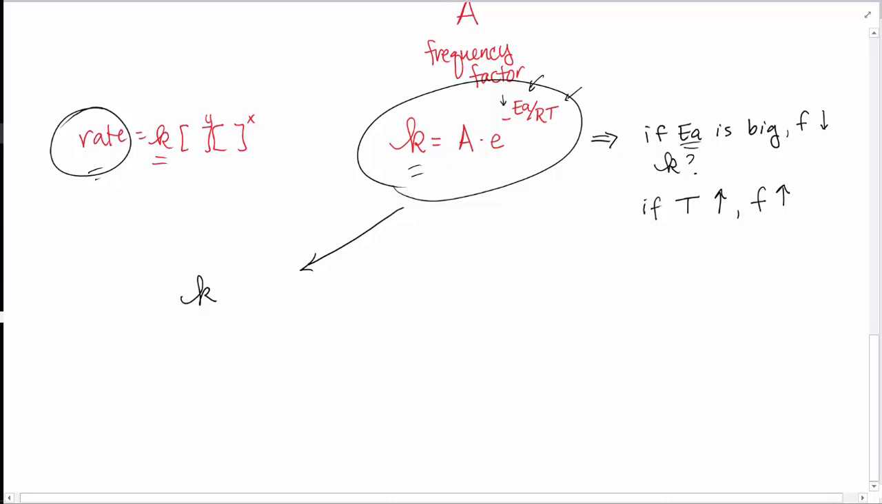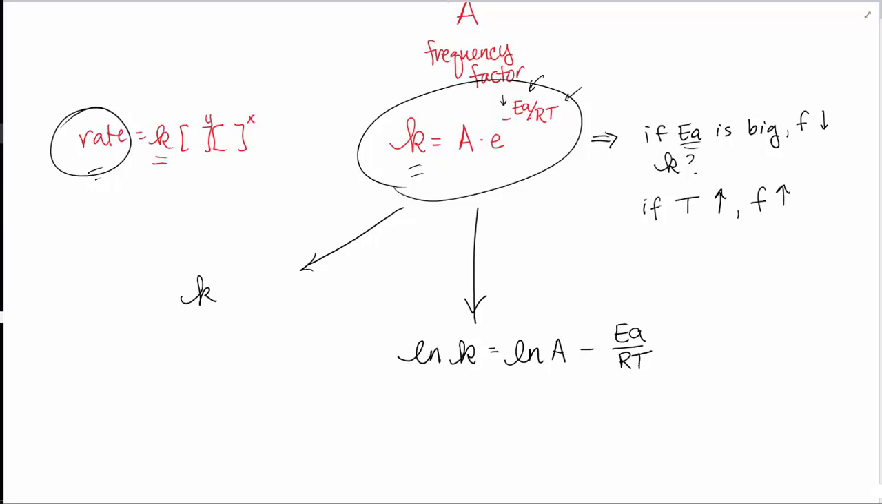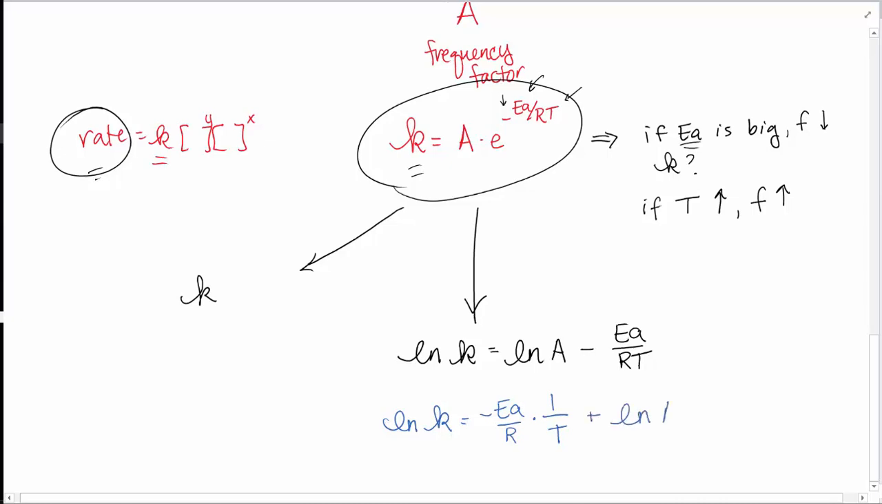So instead, we're going to change that, and we're going to take the natural log of both sides, and if we do, what we end up with is the natural log of K is equal to the natural log of A minus E sub A over RT, because we're taking the natural log of e. Then we're going to rearrange it, and I'm going to rearrange it purposefully. I end up with natural log of K is equal to negative E sub A over R times 1 over T plus natural log of A.